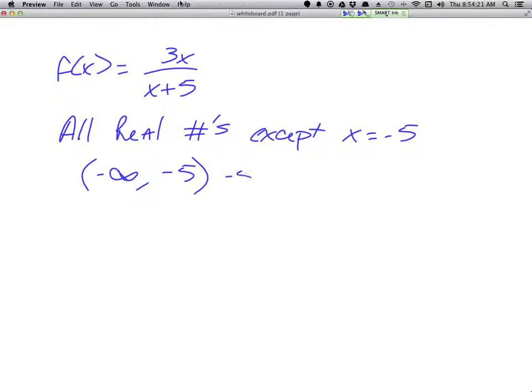Very good. So it would be negative infinity to negative 5, union negative 5 to infinity. So that would be the domain in interval notation. That tells me I can use anything I want to except for negative 5. Question on the first one? So if you just have something in the bottom, figure out what makes it 0, and then your domain is all real numbers except for whatever those values are. All right. Next one.